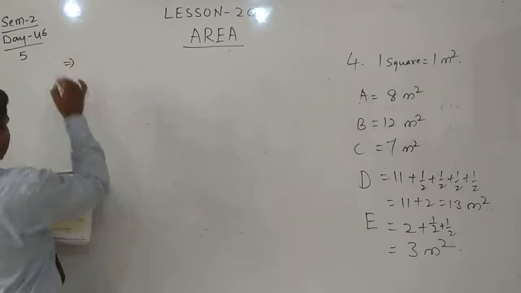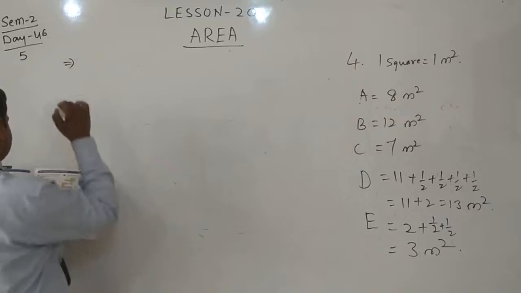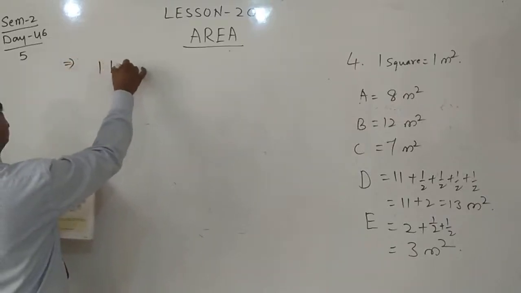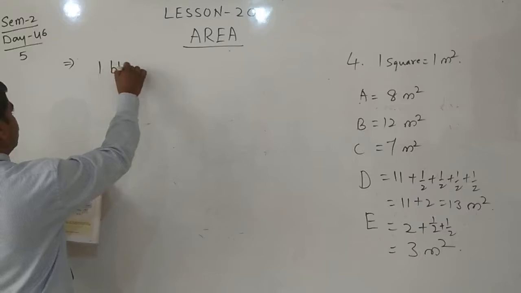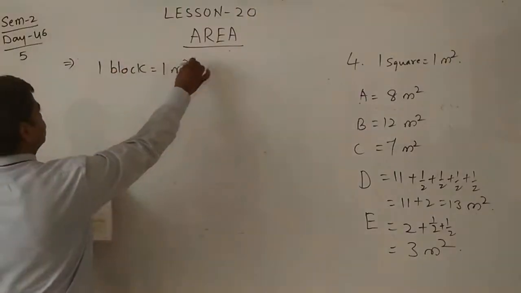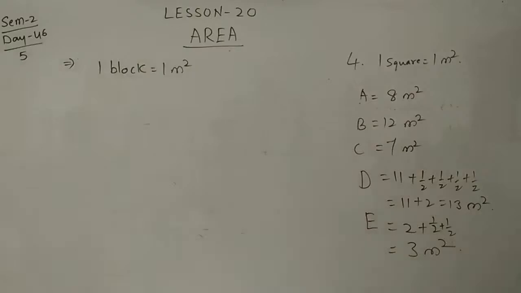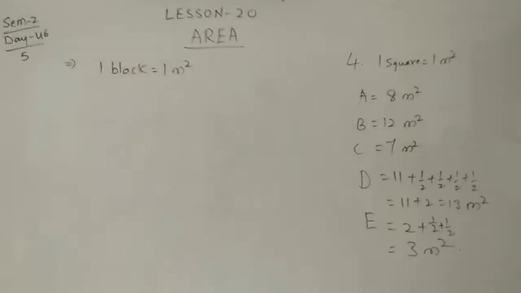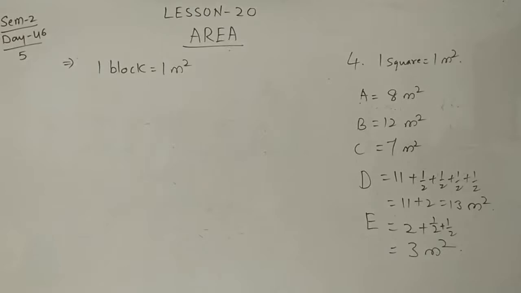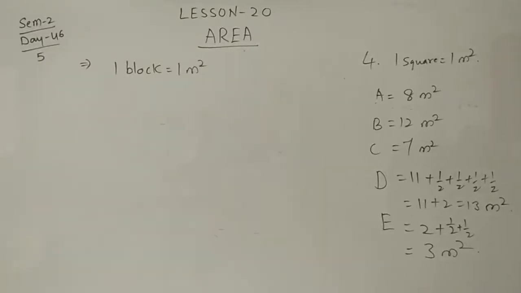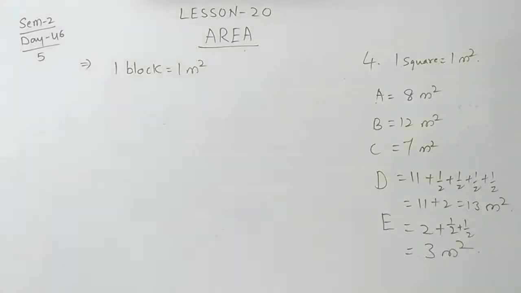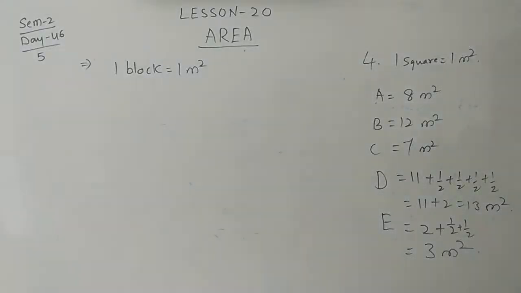Write the question from your textbook, page number 163. I am writing the answer. Hint, 1 block is equal to 1 meter square. Same like this only, 1 block is equal to 1 meter square. Yes, then we can find. Write the question.